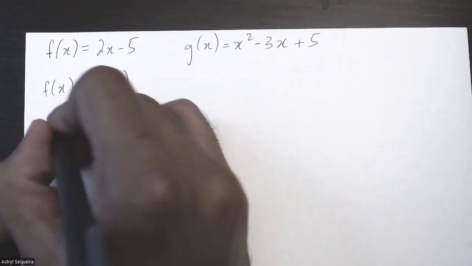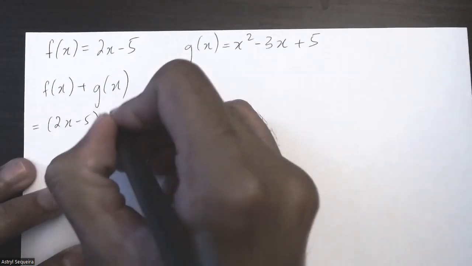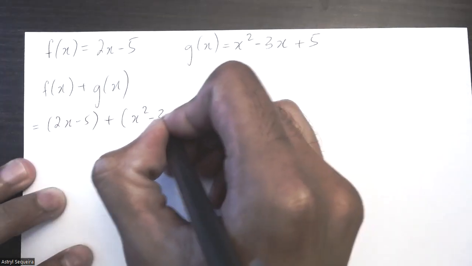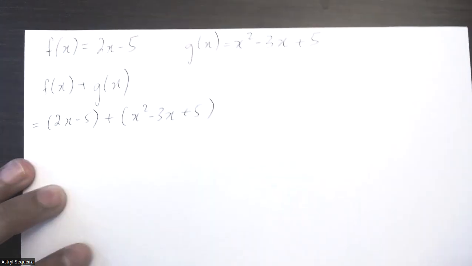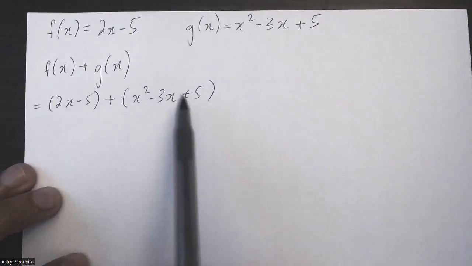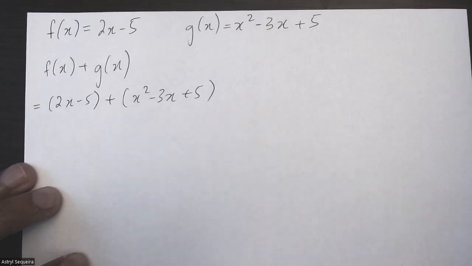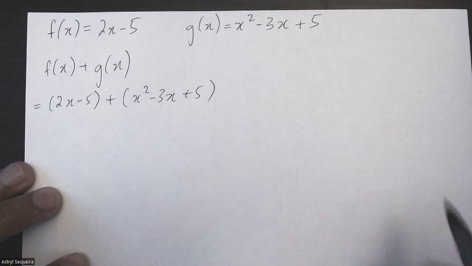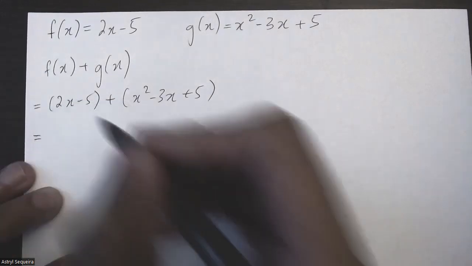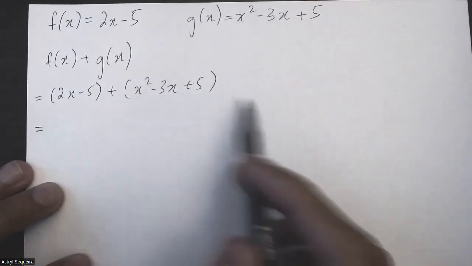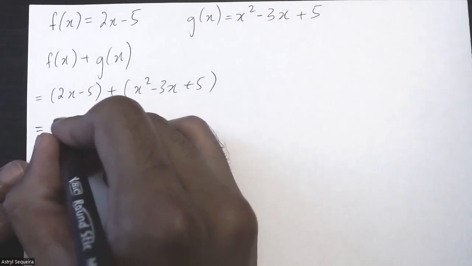You just want to do 2x minus 5 plus x squared minus 3x plus 5. Now, if you've noticed, I've put the functions inside brackets. Technically, that's not really necessary when you're adding any two functions, but I like to do it because for subtraction, multiplication, division, and things like that, you want to use brackets. So I like to include this step over here as well. But the first step when solving this now is just getting rid of the brackets.